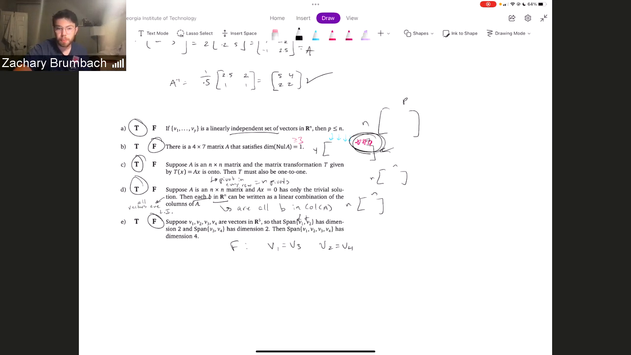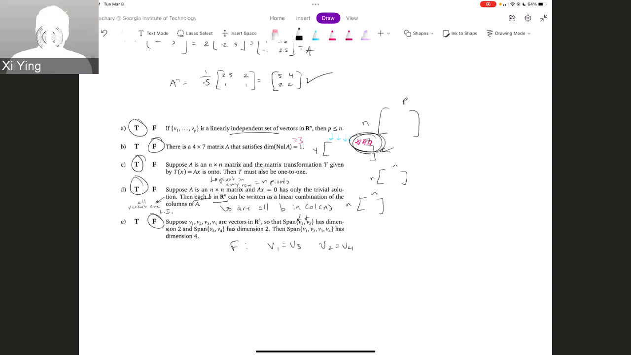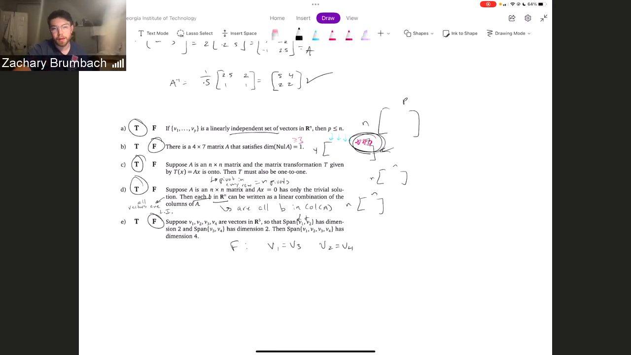Hey, I have a question for D. Sure. I thought a column of A lives in Rm, but then it asks for each b in Rn. Yeah. This is because it says A is an n by n matrix, so it's square. Oh, that's because they're not using the m notation. You're on the right track though. You're right for sure, but that's the little caveat that comes with being square.